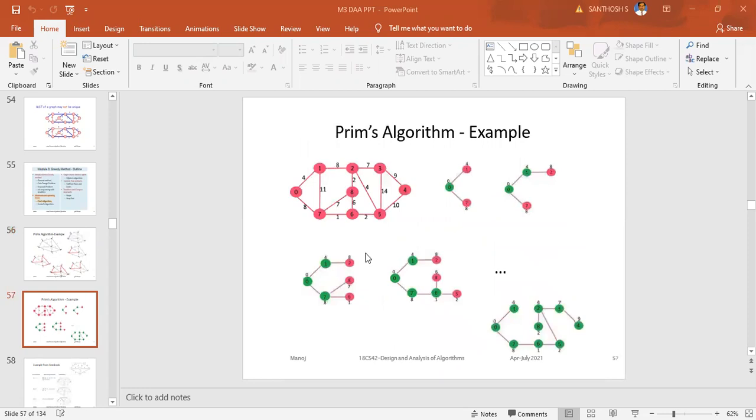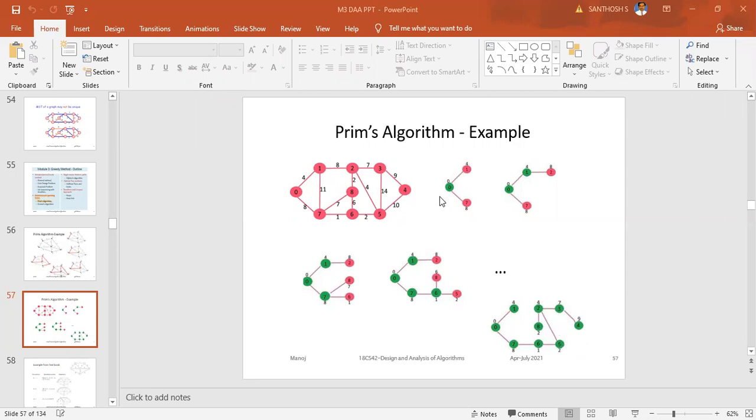Understood? This one also you can take as another example of Prim's algorithm. So this is the graph we have taken. From this graph, you have to check the path from source to destination. Which is the source here? Source here is 0. Destination is 4. So go through all the routes, travel and tell the path.